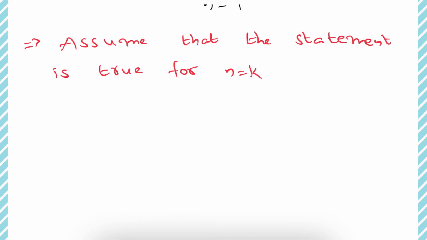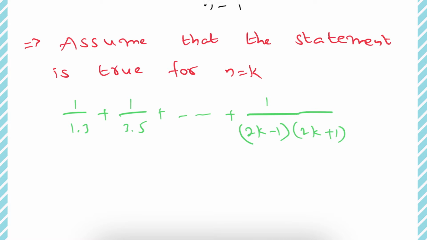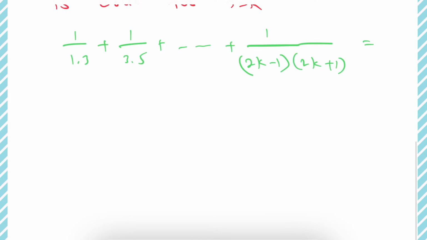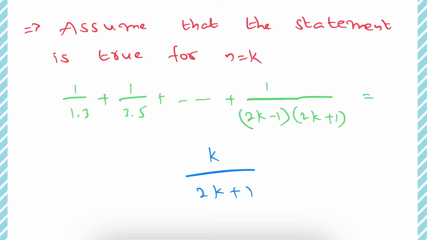Let us check now. That is 1 by 1 into 3 plus 1 by 3 into 5 plus and so on, plus 1 divided by 2n minus 1 into 2n plus 1. So we need to substitute 2k minus 1 into 2k plus 1. That is equal to, on the right side we have the formula n divided by 2n plus 1, simply in the place of n substituting k. So we get k divided by 2k plus 1. This is step 2. By using this step 2 only, we will solve step 3 now.